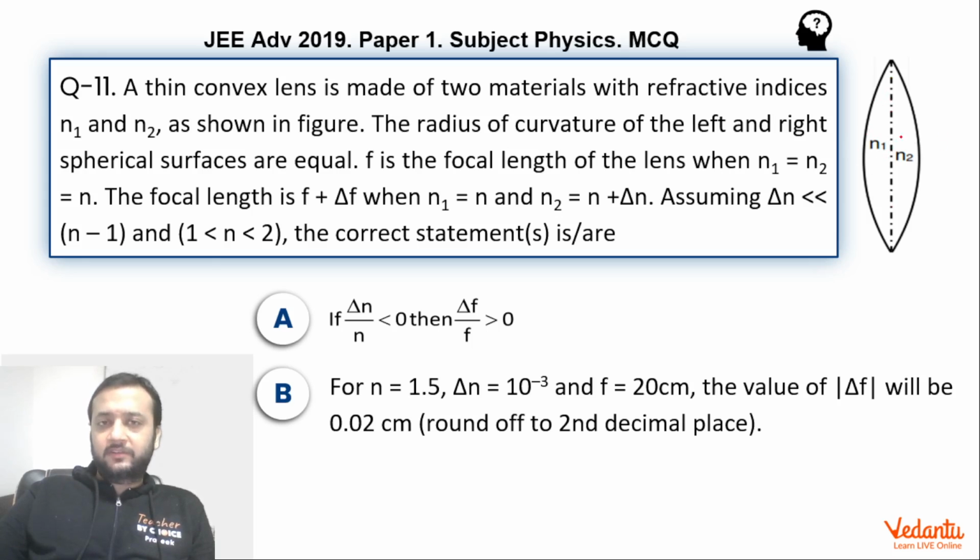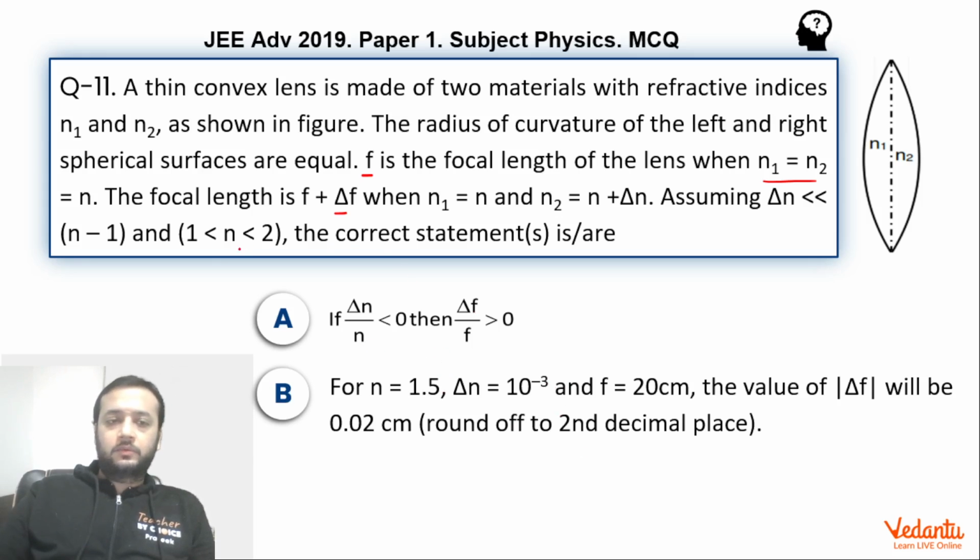When we use a single refractive index to create the whole lens, of value n, then the focal length is f. But if we use n for the left half and a slightly different refractive index n plus delta n for the second half, in that case the focal length changes by an amount delta f. Further, the change delta n for the second half has been given as much less than n minus 1, and the value of n lies between 1 and 2. So we have to choose the options.